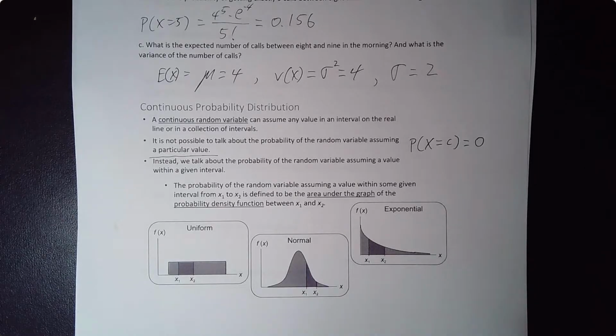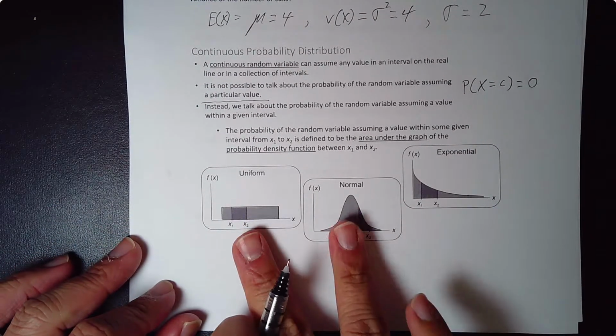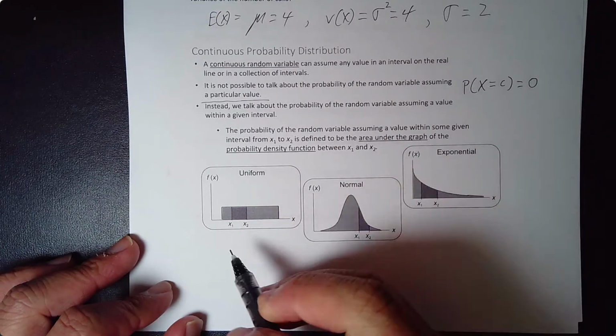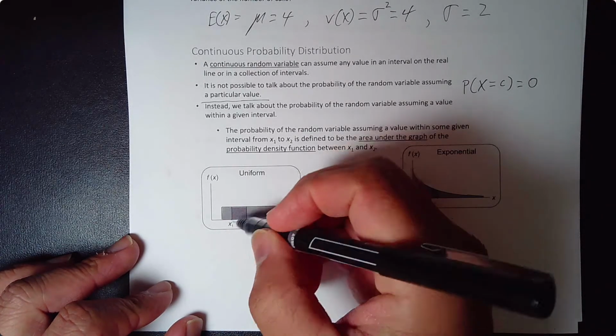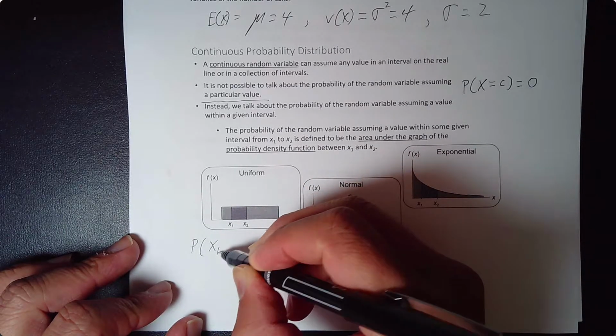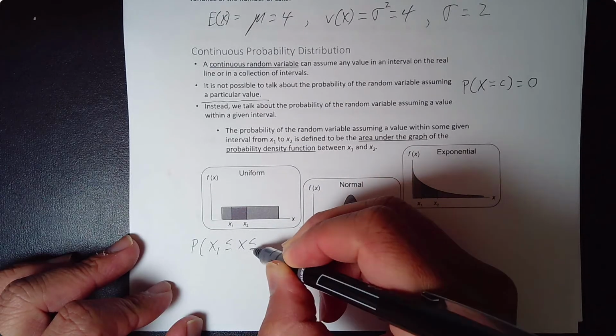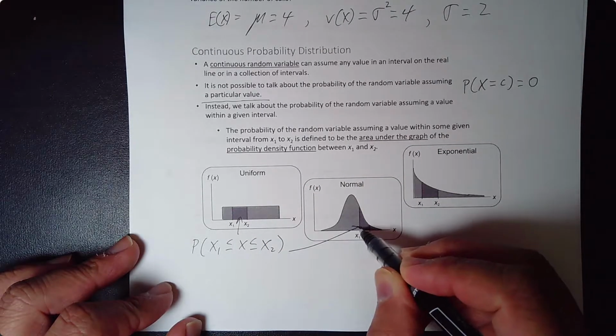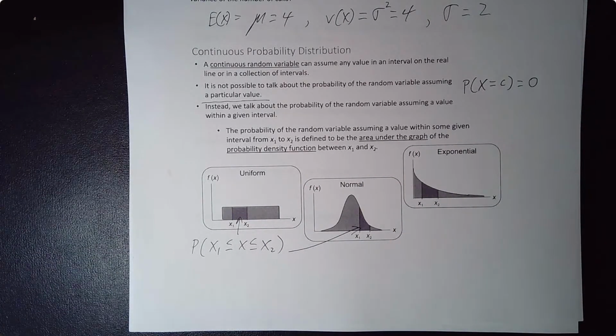Now, with continuous probability distributions, because we're dealing with continuous random variables, a continuous random variable can take on any value in an interval. Therefore, the probability of x equaling any number, let's call it a constant, is always going to be 0. We never talk about the probability of it being any particular number. So instead, we always talk about a particular interval. The main two we'll talk about are uniform and normal.